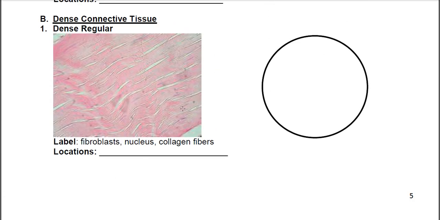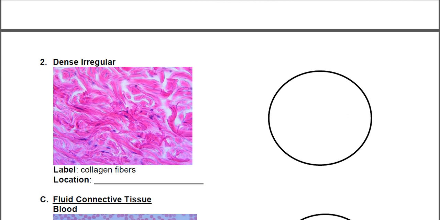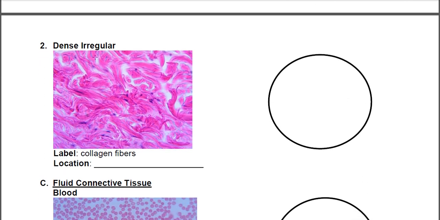Regular has fibroblasts. Fibroblasts are cells. Look for the purple dots. Those are your fibroblasts. The purple dots are the nuclei of the fibroblasts. And then all of this large pink is collagen. Dense irregular is essentially the same thing. The pink is the collagen, but the fibers don't run in a single direction.